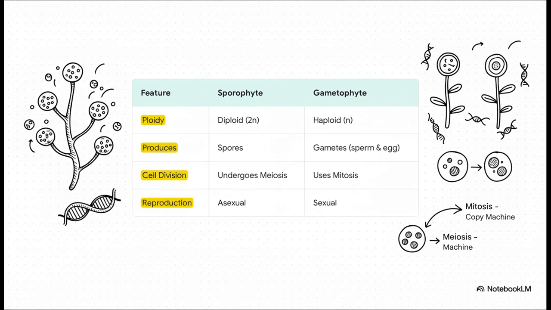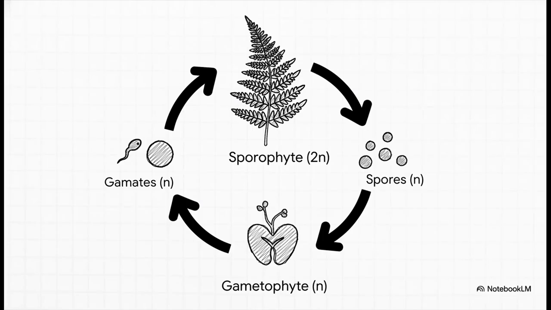Wild, right? So let's walk through the whole cycle. You start with the diploid sporophyte. It undergoes meiosis to make haploid spores. Those spores land somewhere and grow into a whole new plant, the haploid gametophyte. That gametophyte then makes haploid gametes, which find each other, fuse, and what do you get? A brand new diploid sporophyte. They literally take turns, one generation creating the next. And that cycle, right there, is what we call the alternation of generations.